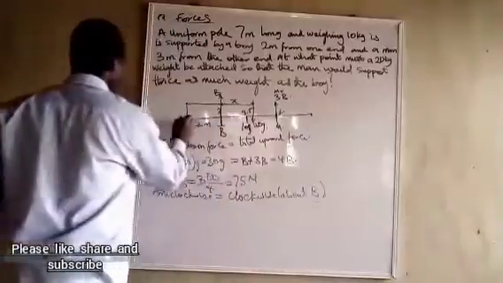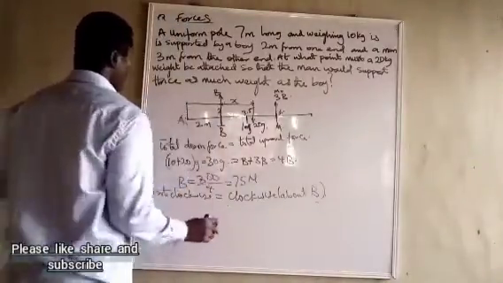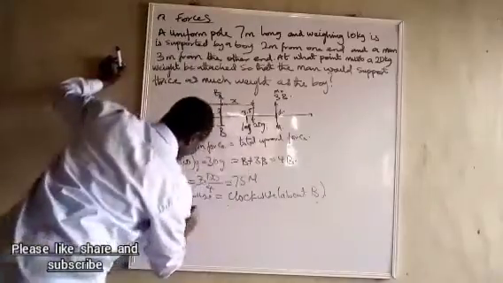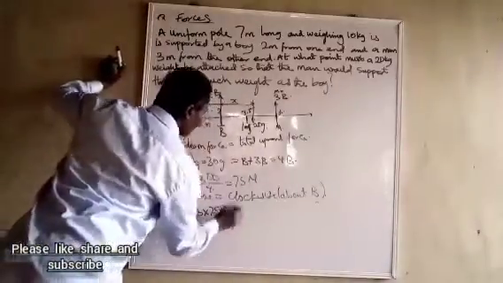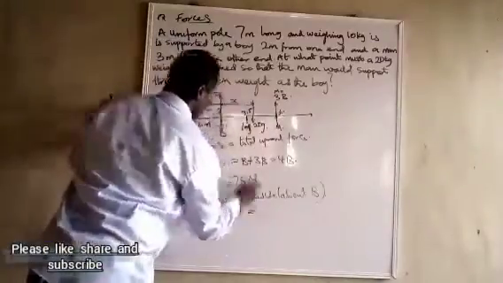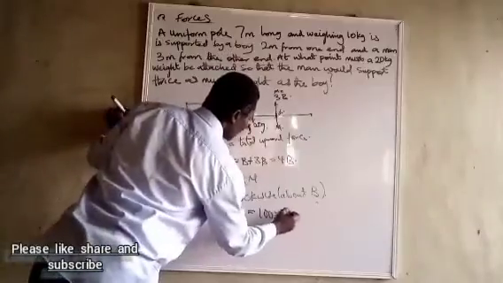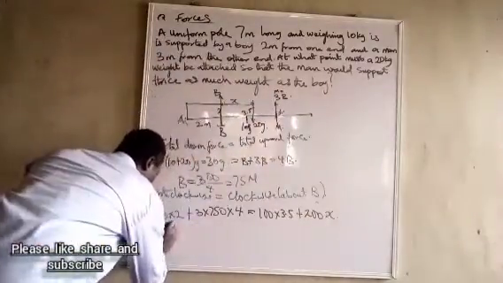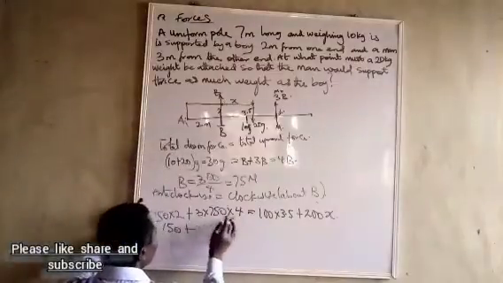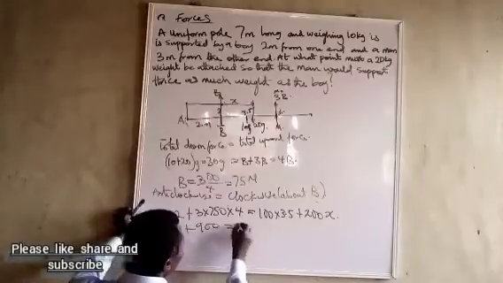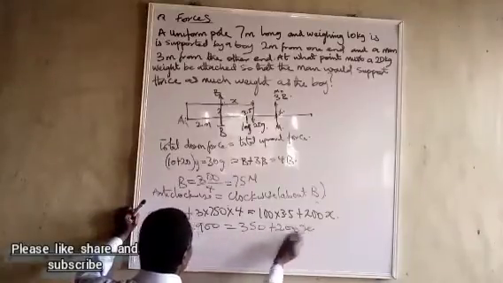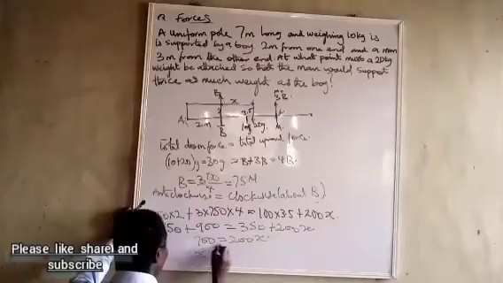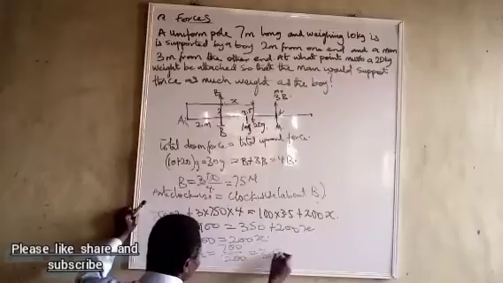So now, taking moments about the origin, A: it will be 75 times 2, that is anti-clockwise, plus 3 times 75 times 4, will be equal to 100 times 3.5 plus 200 times x. So you can see straight, I don't need to subtract 2 this time. So this one is giving me 150 plus 900 is equal to 350 plus 200x. If I bring this one here, it will be minus 350 plus 900, that's 700, is equal to 200x. So x will be equal to 700 over 200, which is 3.5 meter mark.